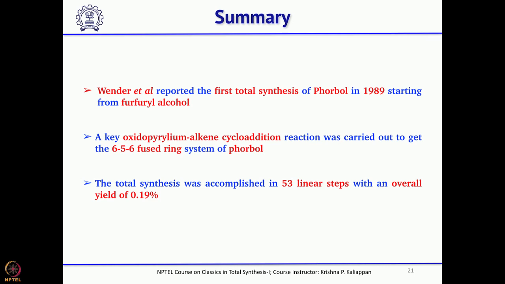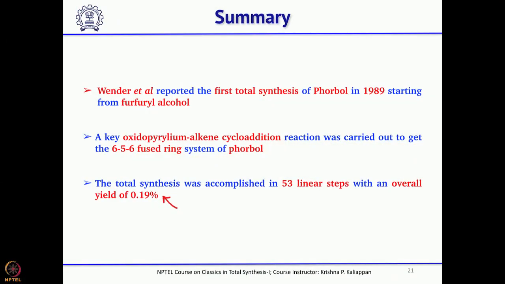So the total number of steps involved in the synthesis of Phorbol was 53, with an overall yield of close to 0.2%. Nevertheless, this was the first total synthesis of Phorbol. Of course, there are other syntheses later, and with this we complete the total synthesis of some complex natural products. We will continue our discussion on synthesis of some more complex natural products in the next few lectures. Okay. Thank you.